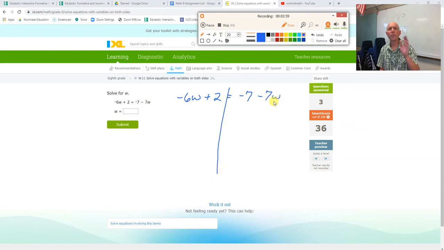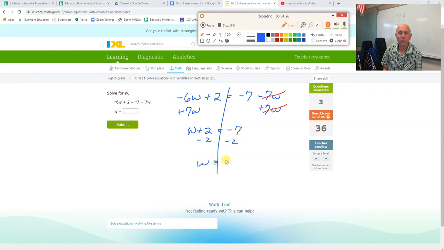What do you want to move? Do you want to move the negative 7w or the negative 6w? It's your choice. I'm going to choose to do the 7w, positive 7w, positive 7w, red marker of death and destruction. The reason I did positive is because 7w minus 6w is just easier for my brain. It doesn't go negative. So w plus 2 equals negative 7. Subtracting 2, w equals negative 9. Same sign, add and keep, negative 9.